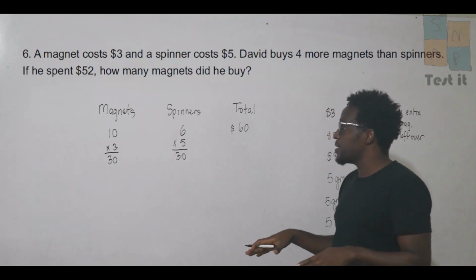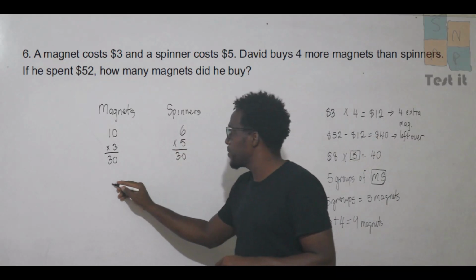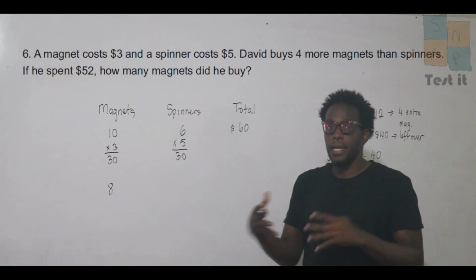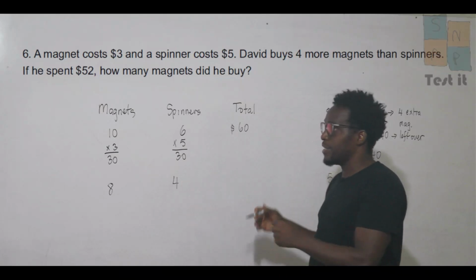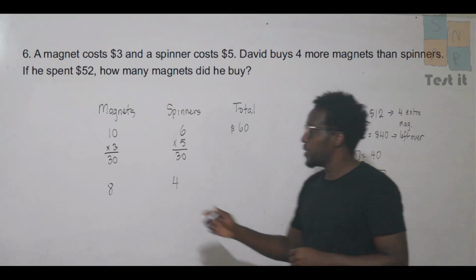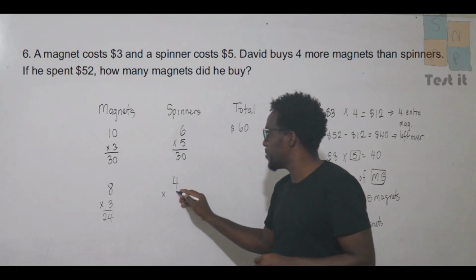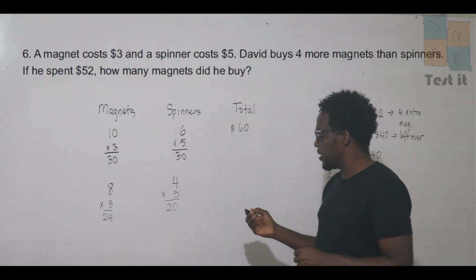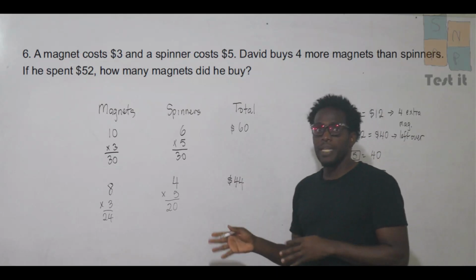So let's guess a smaller number than 10 magnets and 6 spinners. Maybe we can guess, I don't know, 8 magnets. If we had 8 magnets, how many spinners would we have? Remember, there are 4 more magnets than spinners. That's right. It would be 4 spinners. Go ahead and test that. See what you get. Well, that's going to be 8 times 3, which is 24, and 4 times 5, which is 20. And our figure here, 20 plus 24, is going to be 44. That's our total. It's too low.